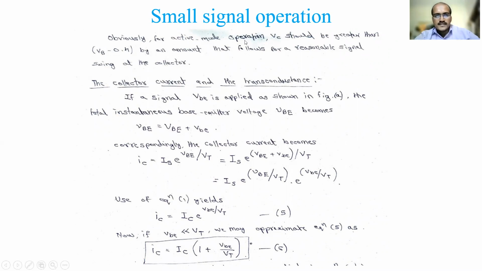So VC should be greater than VB minus 0.4 by an amount that allows for a reasonable signal swing at the collector. Okay, so that's the DC biasing part, which will be explained. VC should be that much larger so that you get a proper output voltage swing. Now, the basic conceptual circuit we have taken.